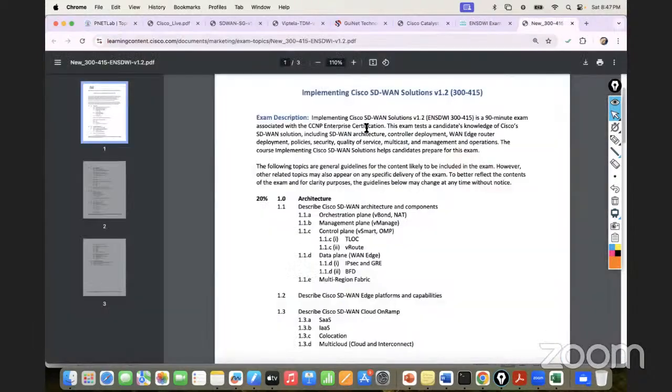So implementing the Cisco SD-WAN solution, that is the latest version 1.2. The exam code is 300-415. And this exam description is going to tell you what you need if you want to certify. It's not my recommendation that you go and get certified in this particular Cisco SD-WAN. You should have the knowledge. This is my first recommendation. But you see here, we have the architecture, which has a weightage of 20%.